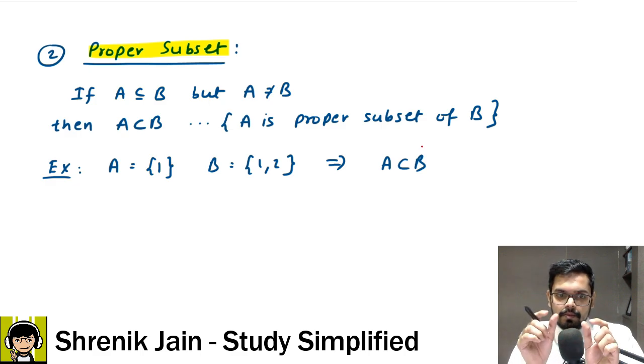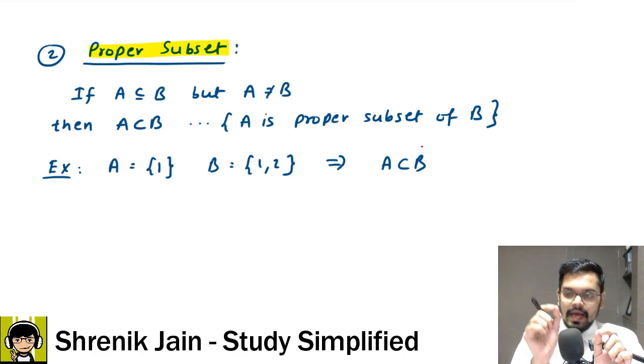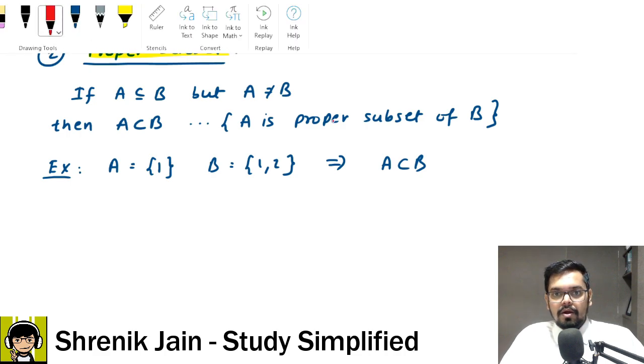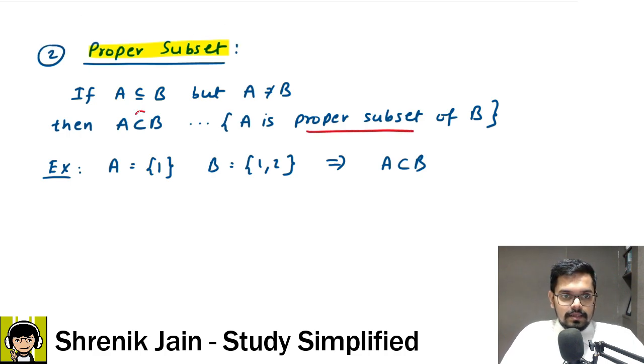Coming to the next point, proper subset. So there is a very minor difference between a subset and a proper subset. What is the difference? Definition says, if A is a subset of B, but A is not equal to B, in that case, we say that A is a proper subset of B. A is a proper subset of B. So the symbol of proper subset is like this.